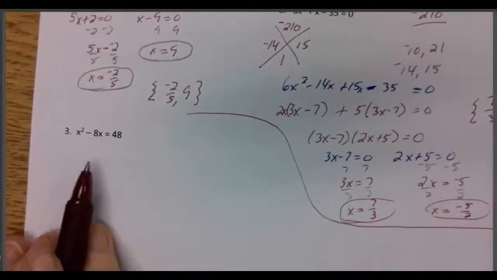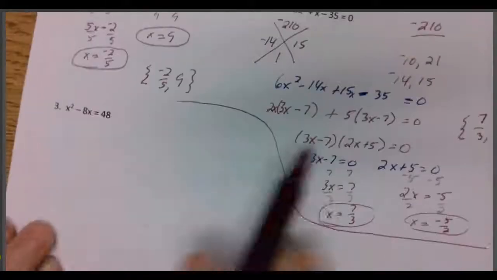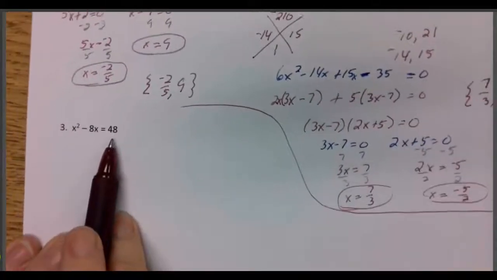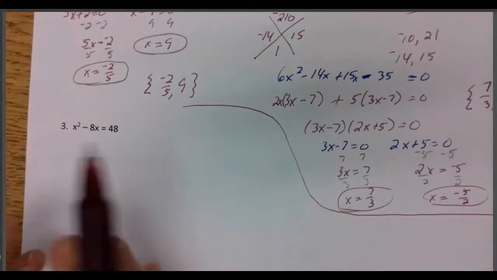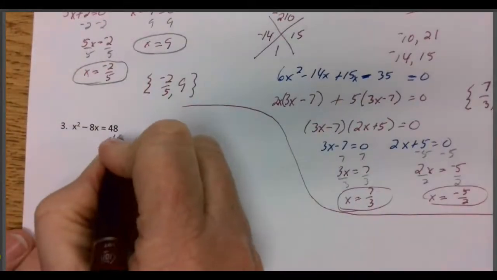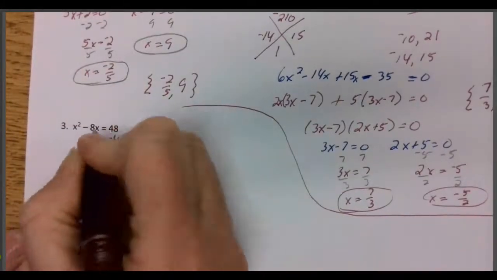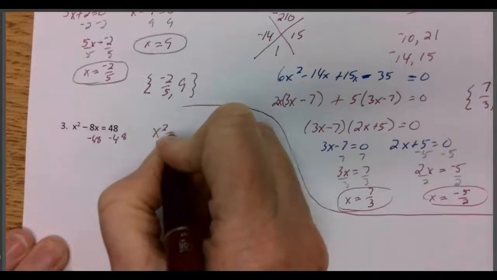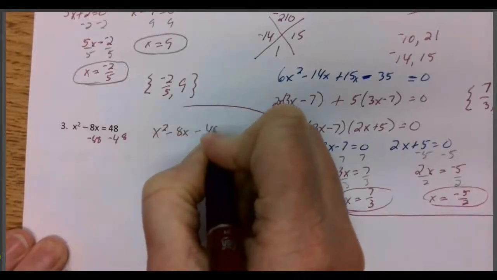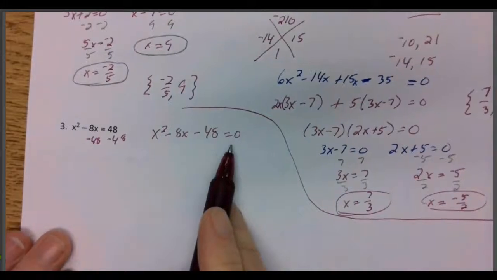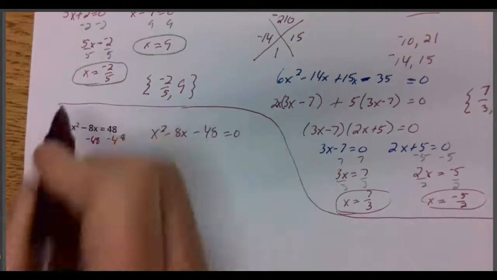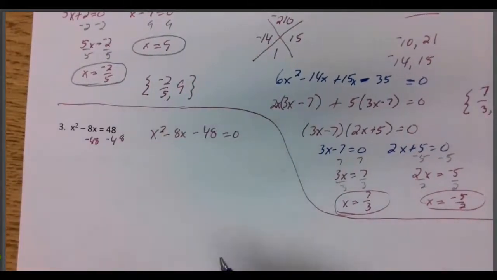Okay, look at number 3. Step 1, make sure the equation is set equal to 0. Man, that one is not. So we have to do that. In order to get set equal to 0, we just have to get everything off that side and 0 on the other. So I'm going to subtract 48 from both sides. So I get x squared minus 8x minus 48 equals 0. And it's in standard form. Okay, so make sure it's in standard form and set equal to 0. Yay! There's step 1.